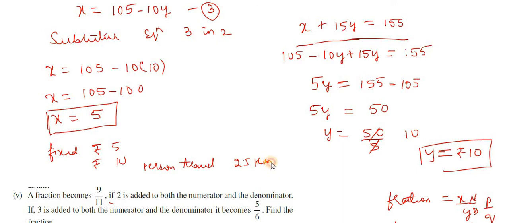Please make a change here. That is x plus 25y, which is equal to, okay, x plus 25y. We know the x value. The x value is 5 plus the y value, 25 into 10, which is equal to 250 plus 5, 255 rupees. 255 you need to pay. If a person travels 25 kilometers, then you need to pay rupees 255. 25 into 10 is 250, plus 5, 255.